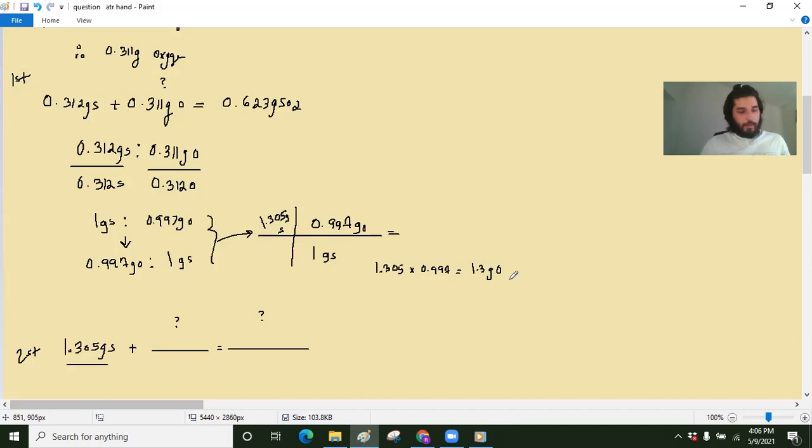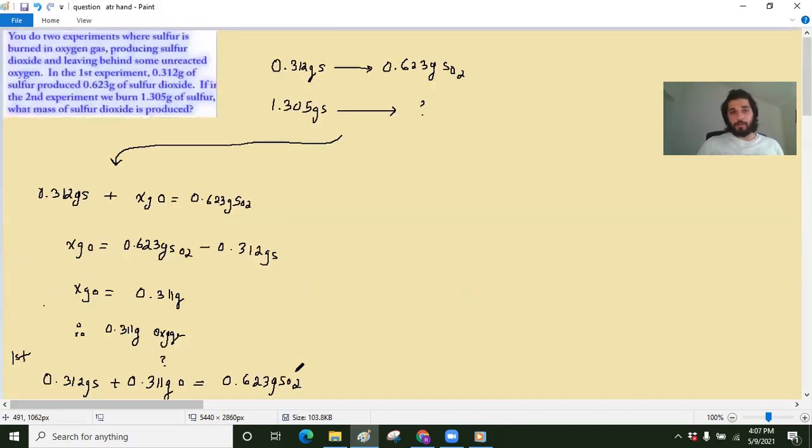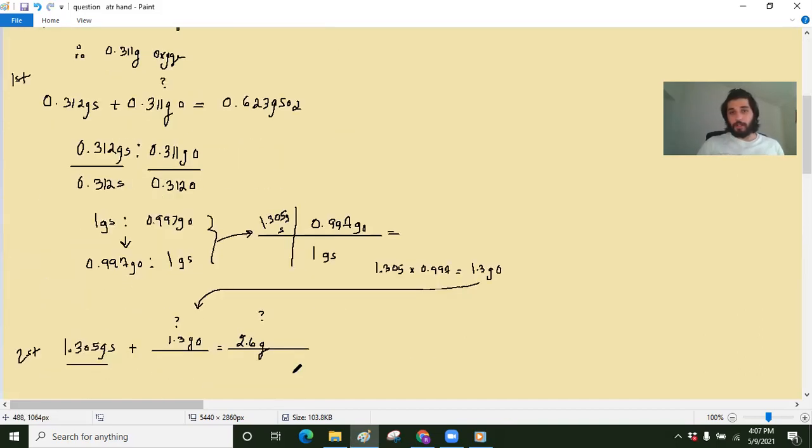And that's the amount of oxygen that you have, and you can place that here. So you have 1.3 grams of oxygen. And if you add them both, that would eventually equate to how much sulfur dioxide you would have. So that's about 2.6. It's sort of a long approach, but it works, and it helps you understand how oxygen fits into all of this.